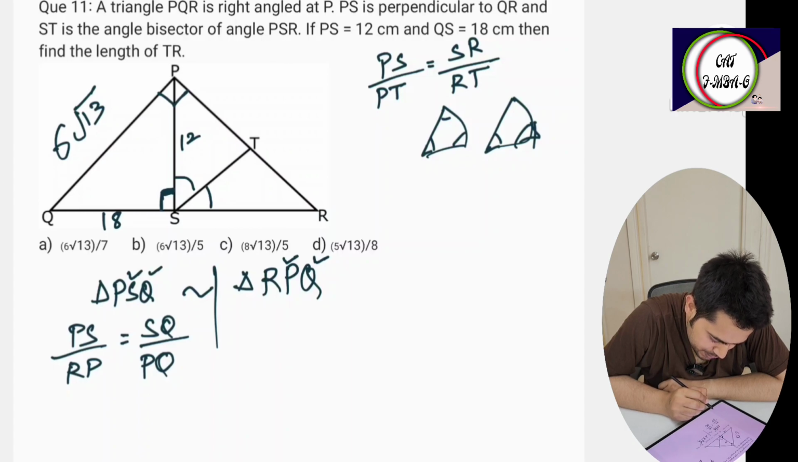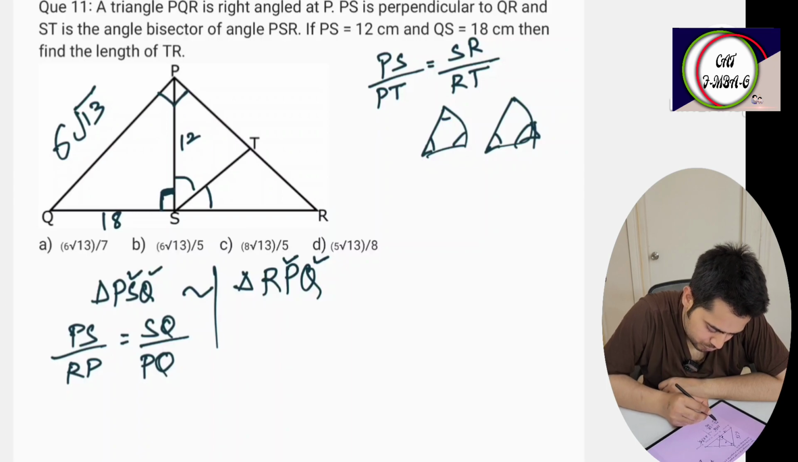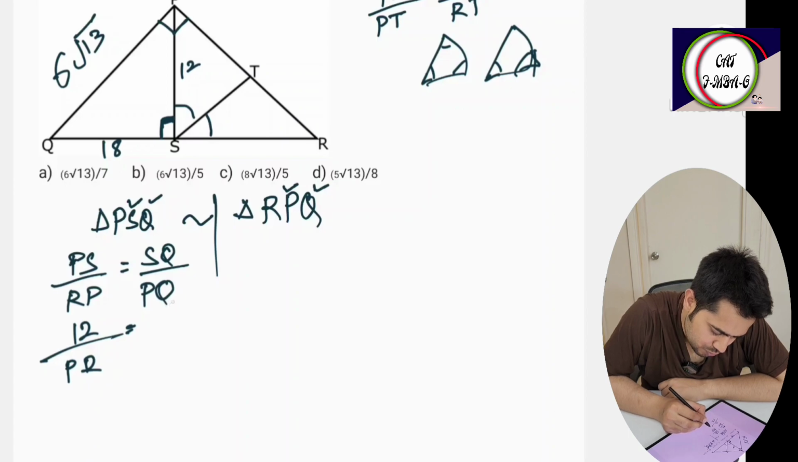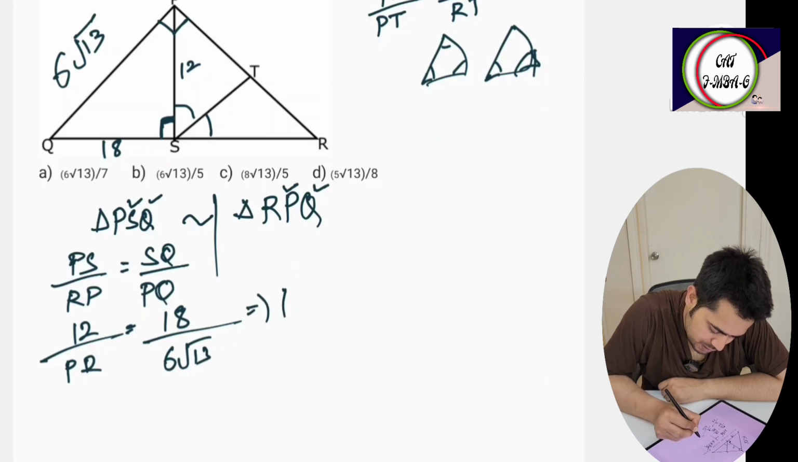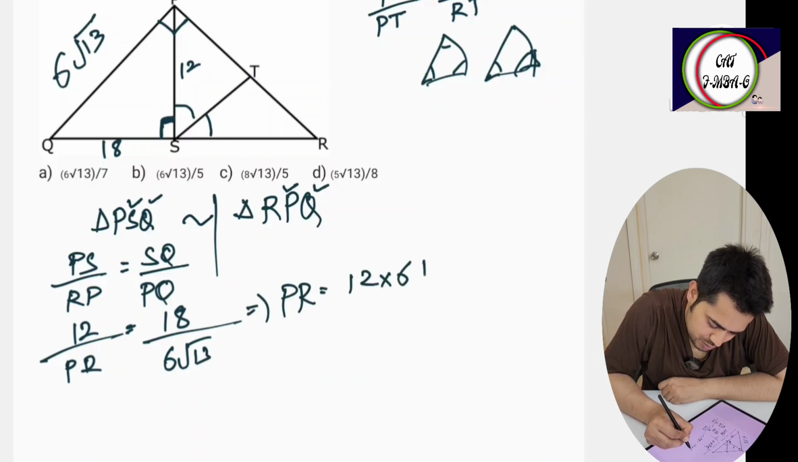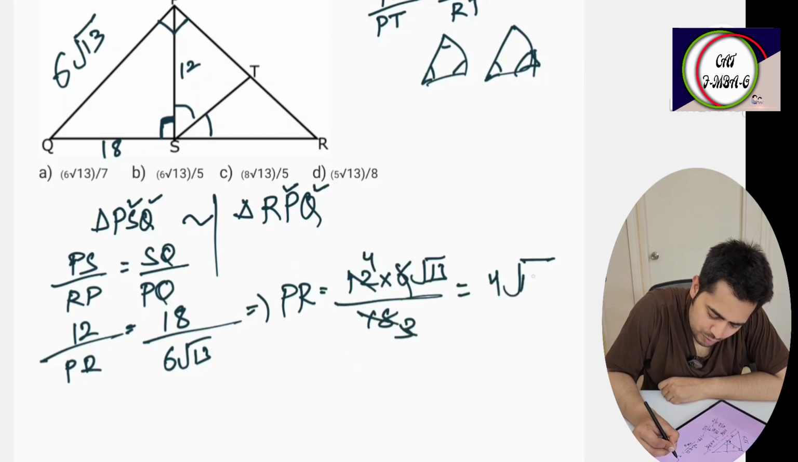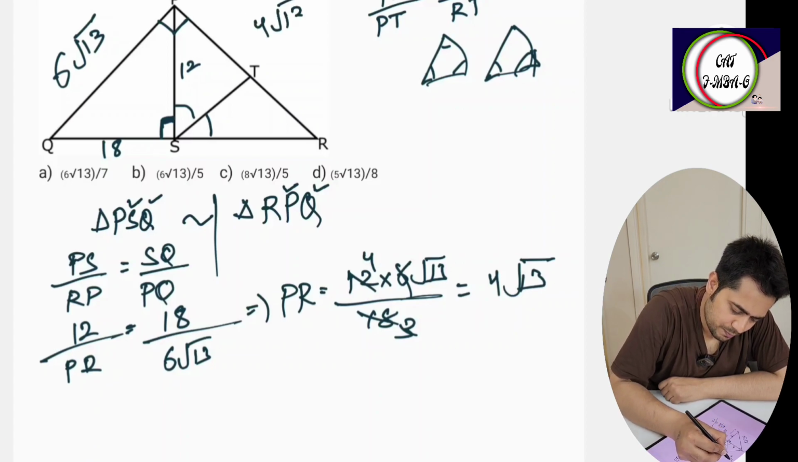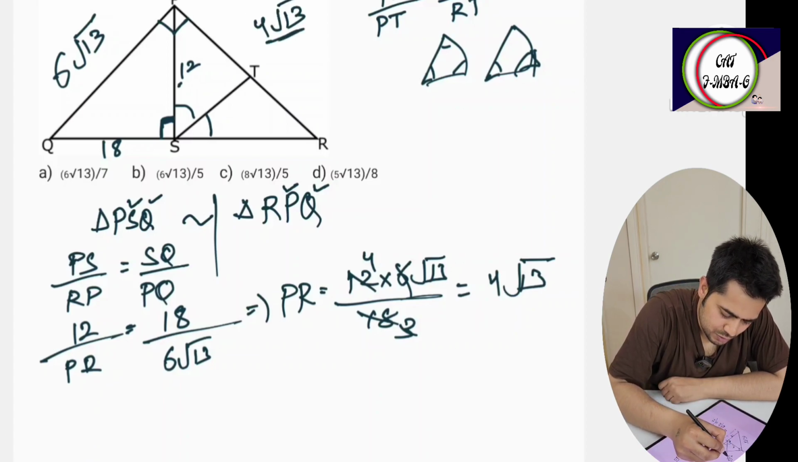Okay, so PS we know and RP we don't know, SQ we know and PQ we know. So PS is 12 divided by PR is equal to SQ, which is 18, divided by PQ, which is 6 root 13. That implies PR is equal to 12 into 6 root 13 divided by 18. So 4 root 13. Now this is 12, this is 4 root 13.